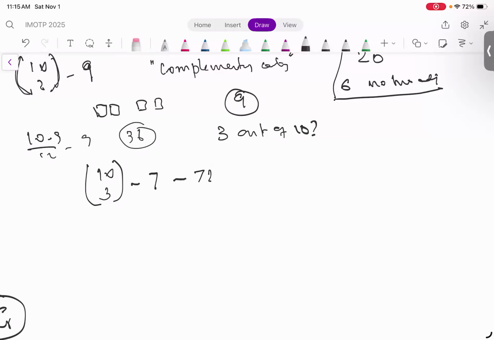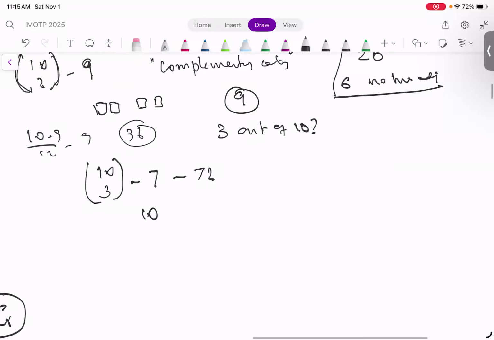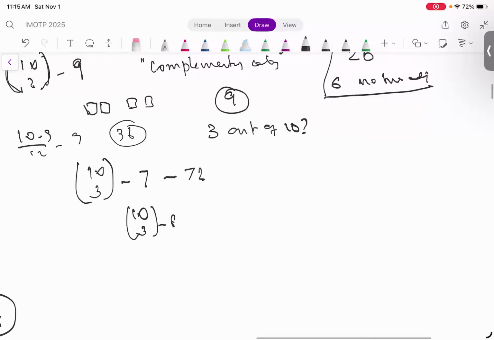Is it 72 extra? No, sir. The answer is 10C3 minus 8. That's all. Why 10C3 minus 8? That's not right. There are only 8 triplets of adjacent books.